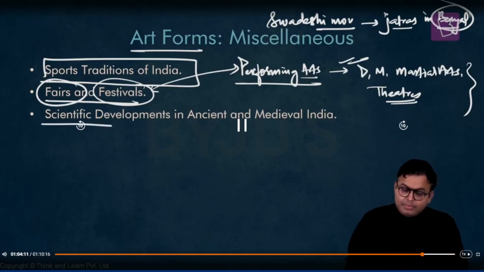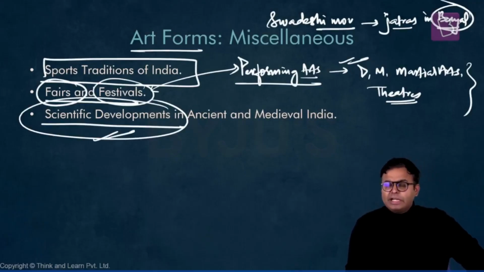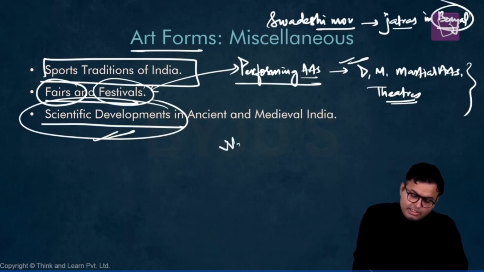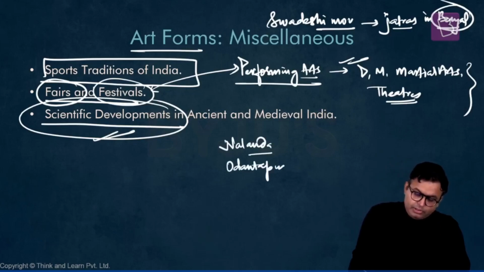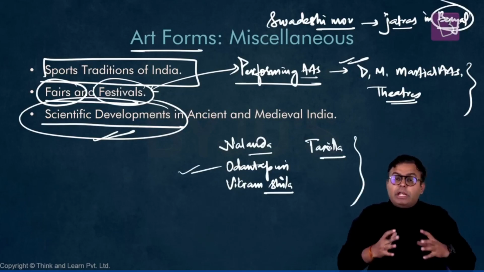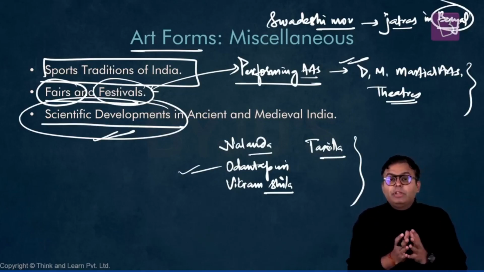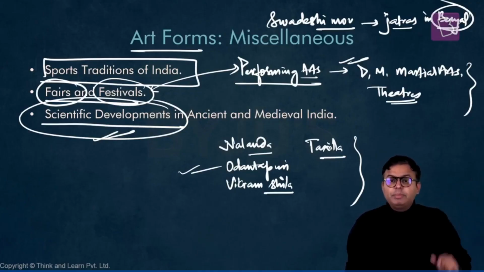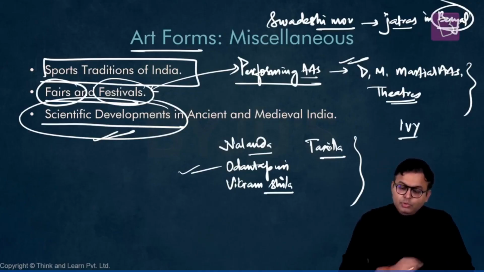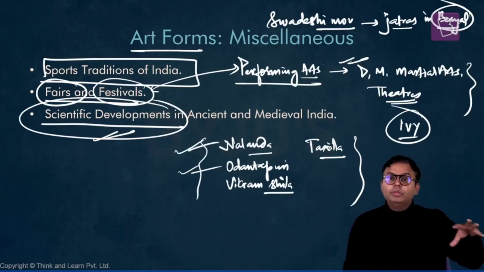Then scientific developments. It is said that India once was the cradle of development of science and technology. When we talk about the prominent universities, Nalanda, Odantapuri, Vikramshila, and definitely Takshila. When we talk about all these universities, we have to understand the contribution of India, how India was once a place where people used to come, like today people talk about Ivy League in US. How India was once a prominent center of learning all over the world.